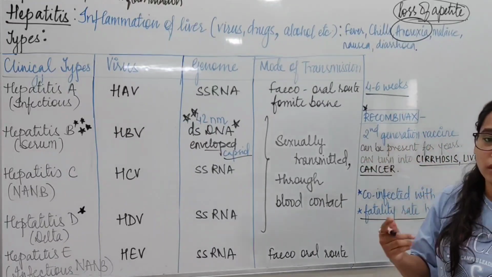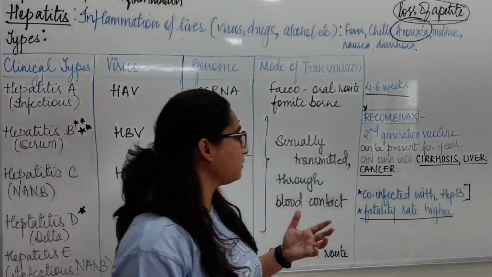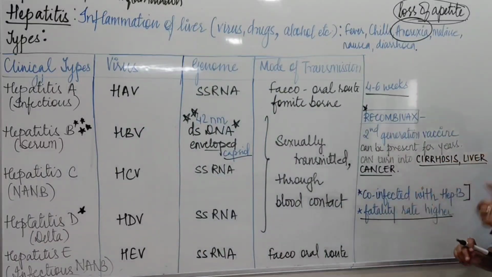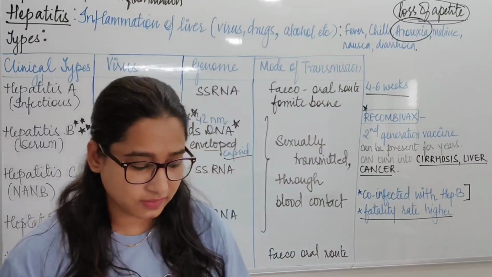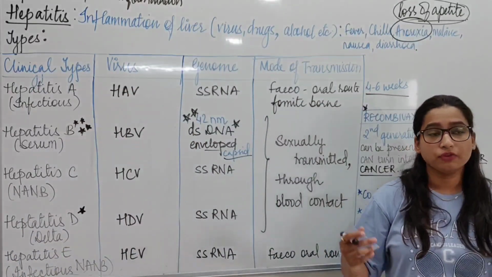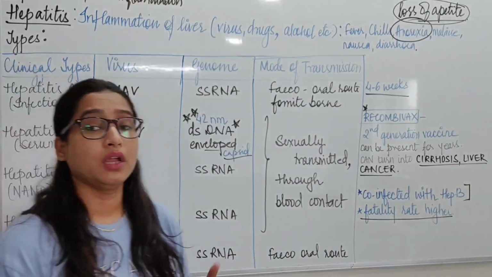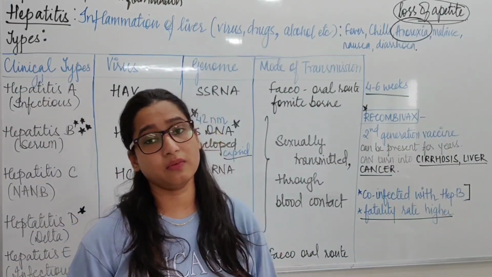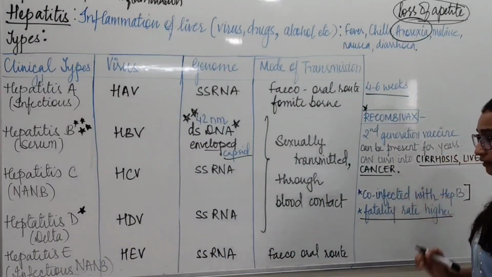Recombivax is a second generation vaccine, right? And the types of vaccines we will cover in some other lecture. Now, a very dangerous thing about hepatitis B is that it can be in a person's body for weeks, for months, and for years altogether, and it can turn into liver cirrhosis as well as liver cancer. So this is a tricky disease right here.